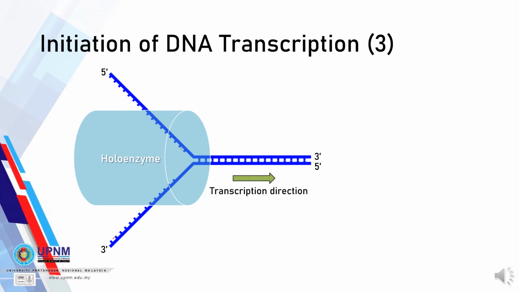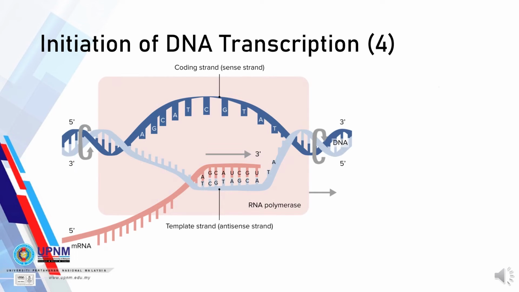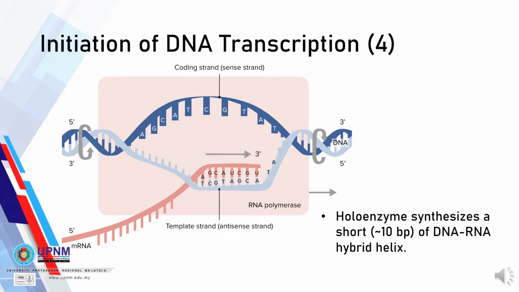The holoenzyme will continue to unwind the DNA double helix downstream to the gene transcription start site. As the enzyme opens up the DNA, topoisomerase will relieve the supercoils. A short DNA-RNA hybrid helix consisting of approximately 10 bases will be synthesized by the holoenzyme. Synthesis of this short sequence does not require a primer or primase. The hybrid helix will be separated shortly after synthesis.